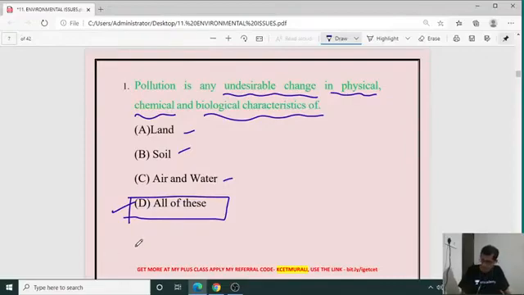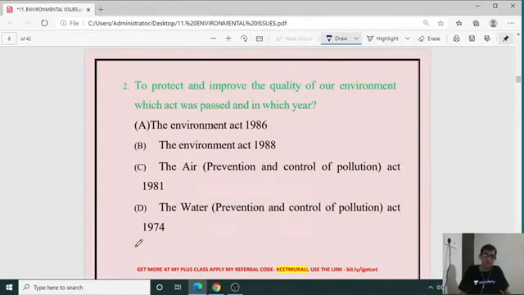Good evening. Namaste. So second question under this environmental issues. To protect and improve the quality of our environment, which act was passed and in which year in our nation?